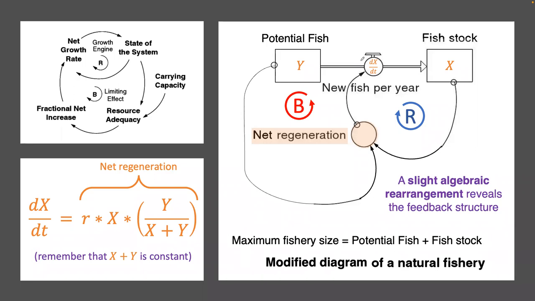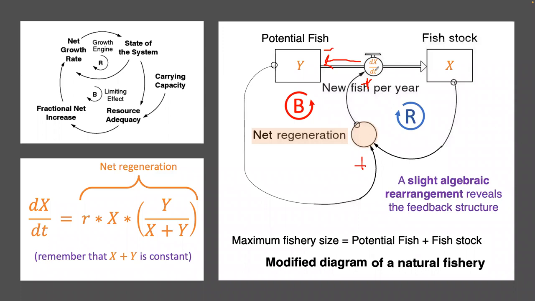All right, so if we remember here, outflows have an implicit negative arrow going backwards, because as you increase the outflow, you're going to decrease the potential fish. So now I can see that Y has a positive impact on net regeneration. The more potential fish there are, the higher the net regeneration rate. I can see the net regeneration rate has a positive impact on the outflow, just because we basically copied that the outflow is equal to net regeneration. So they're linked together. And then the negative going back. And so that one single negative means that this loop here is balancing.